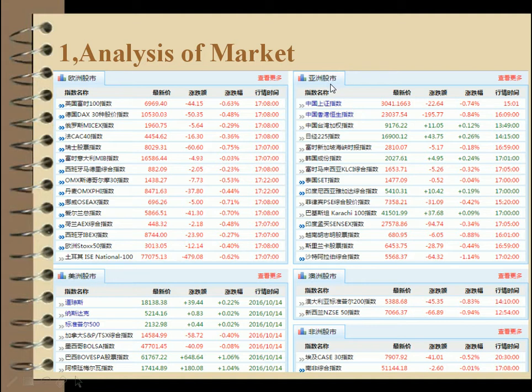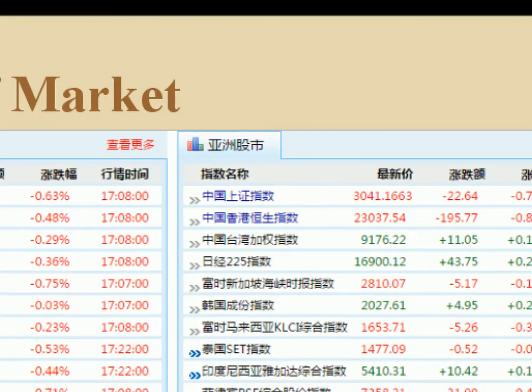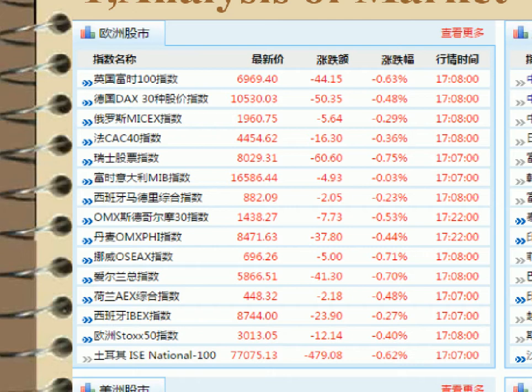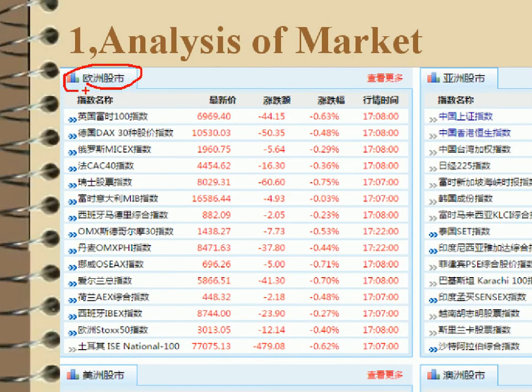This is the analysis of market. Actually today, let's see the Europe. Okay, here's the Europe. Actually, the Europe now dropped down. All the index, you can see all the index drops down. So today is not good.